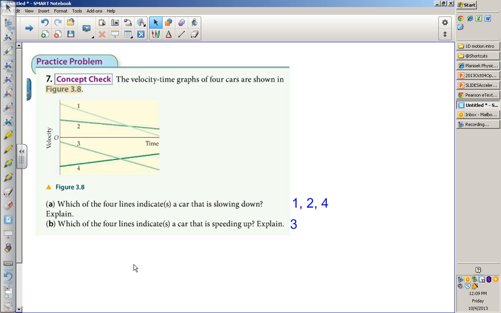All right, so on this graph, there are 3 lines that represent a slowing down effect. And that's lines number 1, number 2, and number 4. Okay? And then for B, there's only 1 line that represents a speeding up, and that's number 3. Okay? So, to properly analyze this, let's talk.